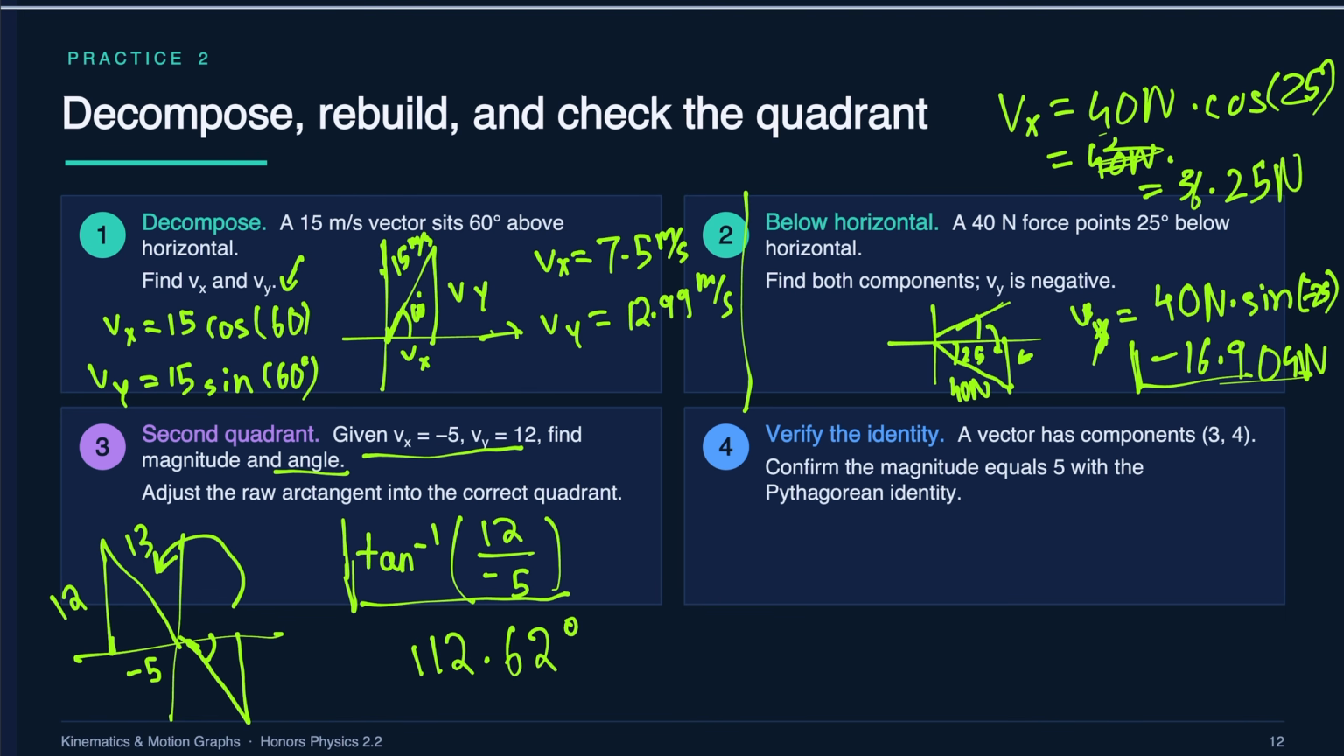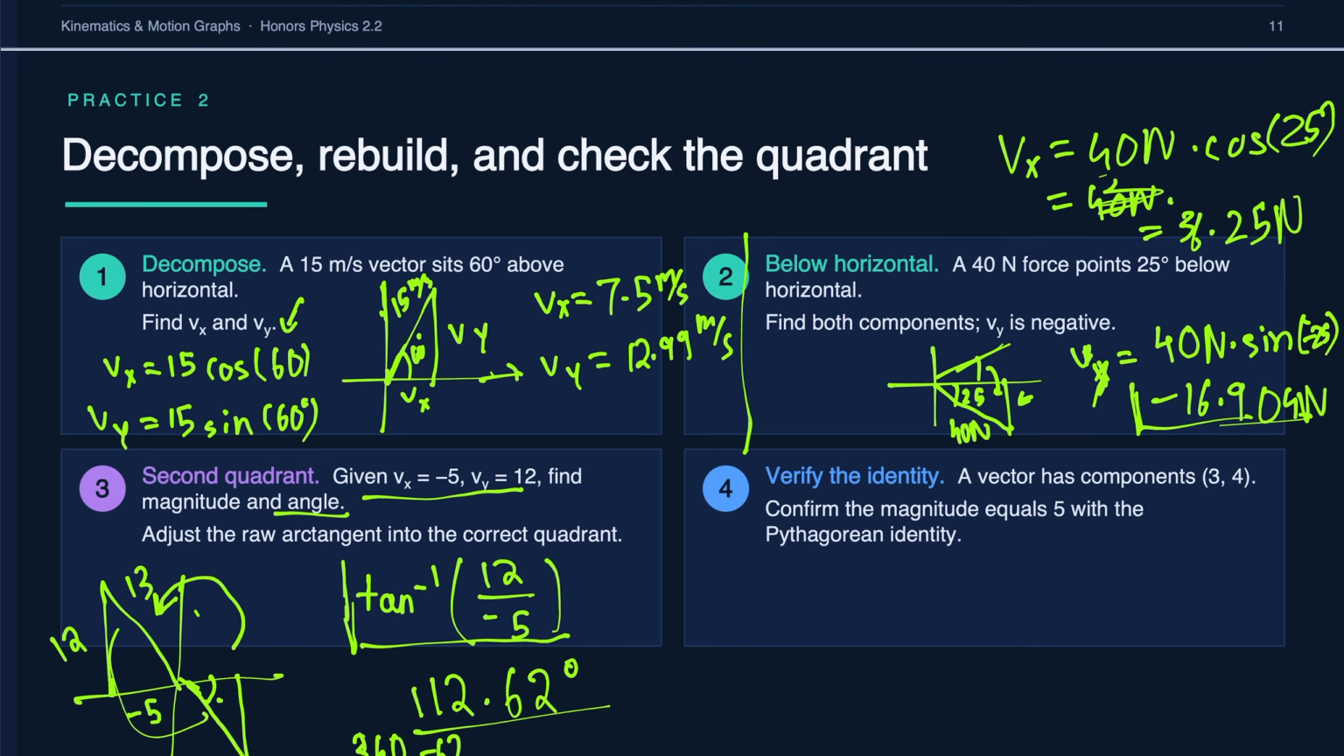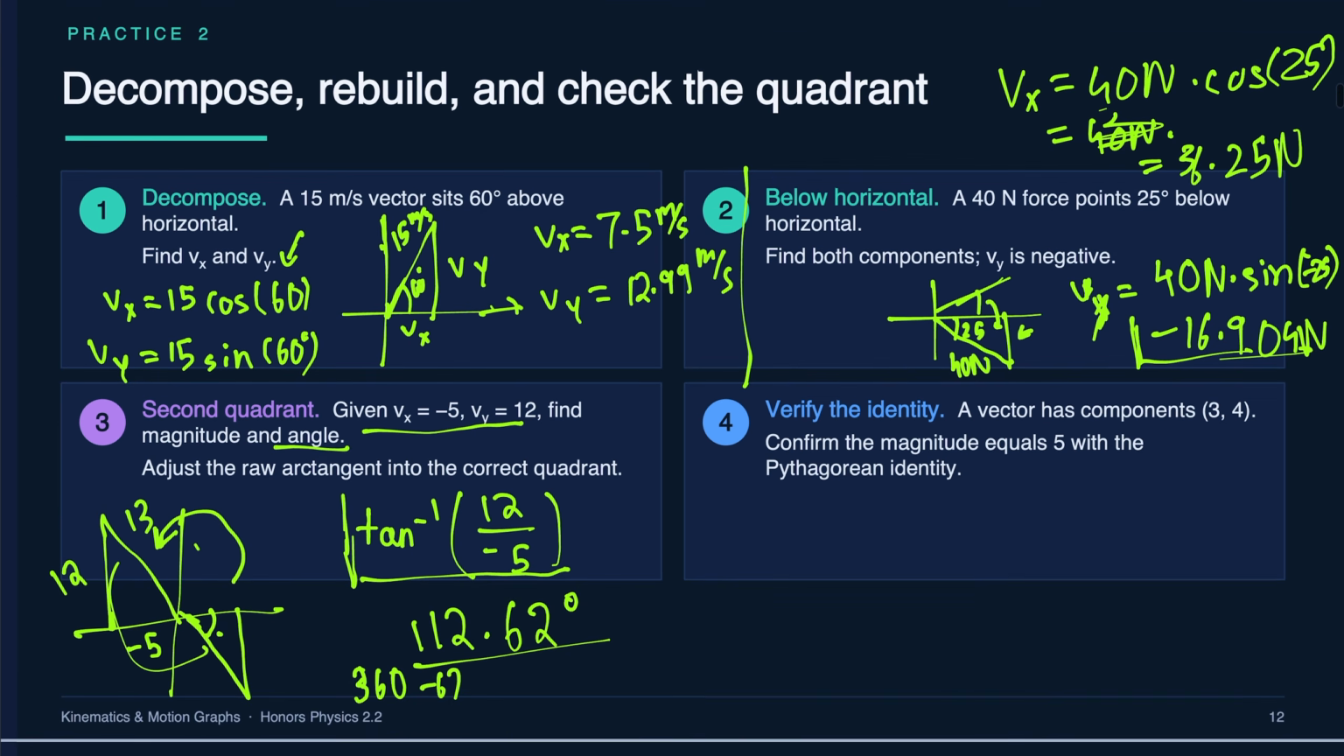Okay? And if you don't want to have negative 67 here, you could do 360 minus 67, and then you could find this angle, and then you could subtract 180 from that. But I think this is easier, so I'm just going to use that. But sometimes you're not allowed to use negative values, right? Negative angle values, so just keep that in mind.